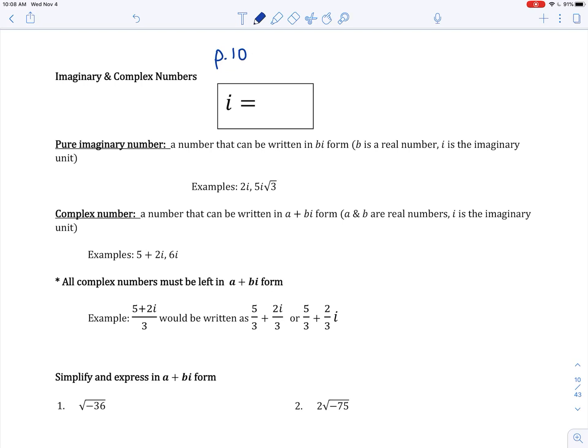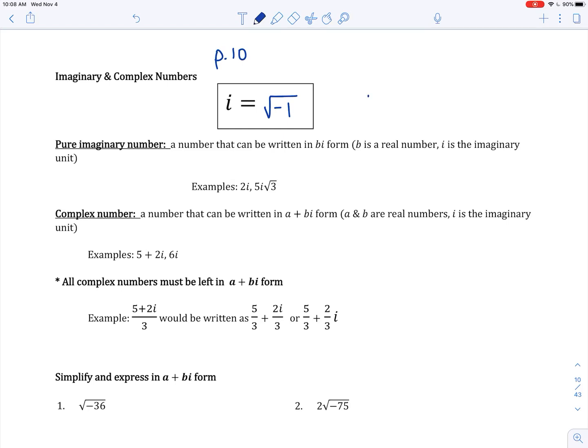So what we're going to do today is called imaginary and complex numbers. An imaginary number is basically if you take a square root of a negative number. That's not possible in the real number system, so somebody made up imaginary numbers. The definition of it is the square root of -1. There is no number times itself that gives you -1. But someone made up a number called i, and if you square i, you get -1.